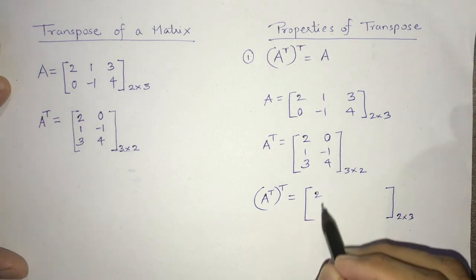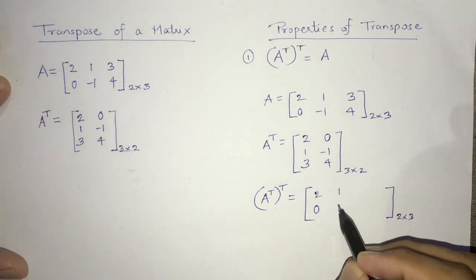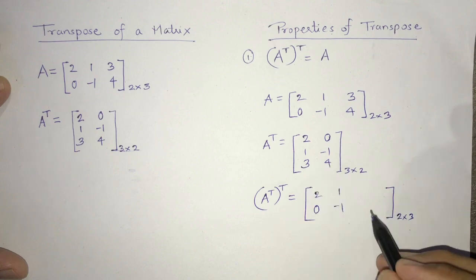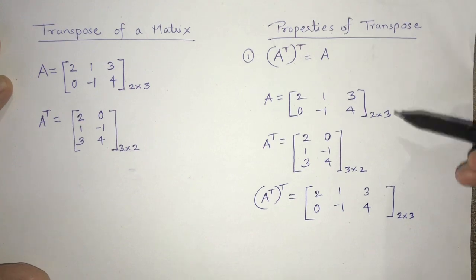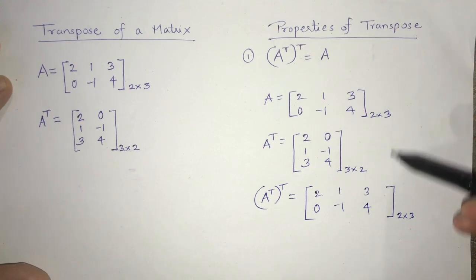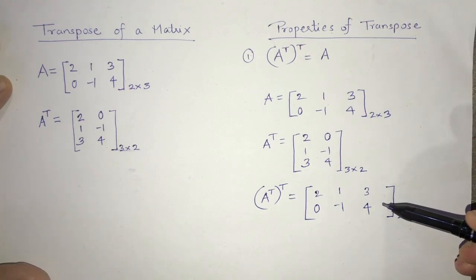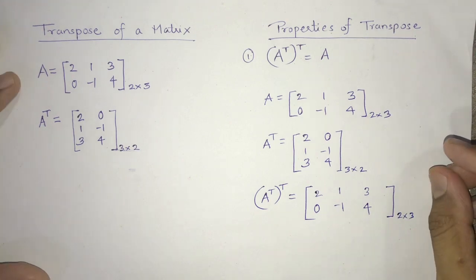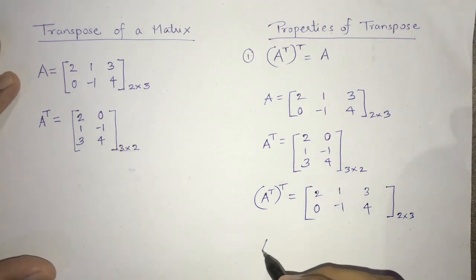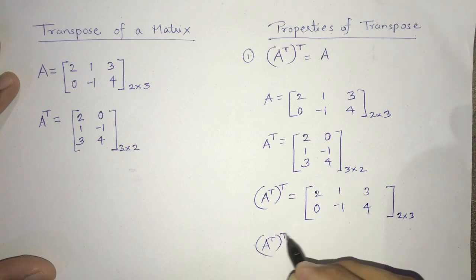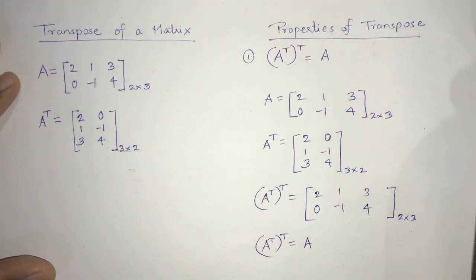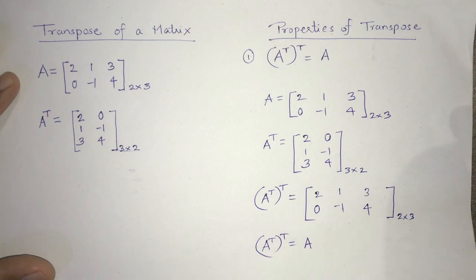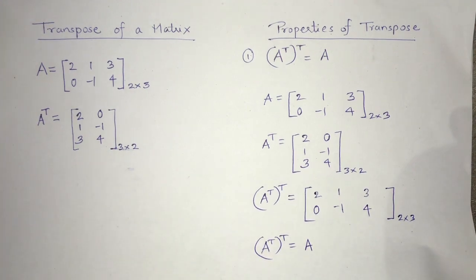First row will become first column, second row will become second column, third row will become third column. So if you see the first matrix where we started, A, and this matrix which we have got after taking the transpose twice, we see that A transpose transpose is A. Okay, so when we take transpose twice, we get the same matrix back.